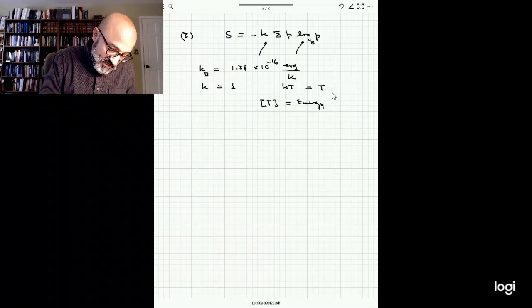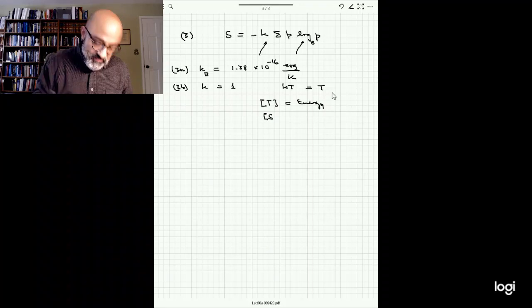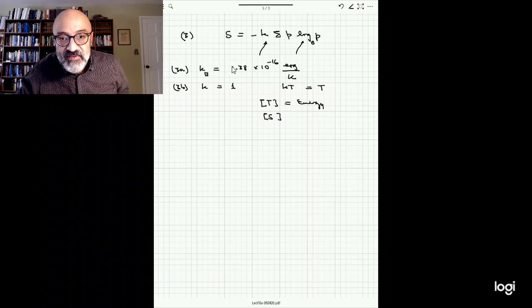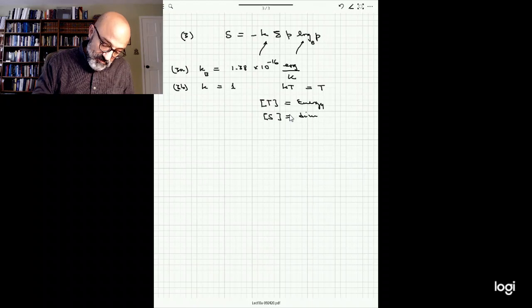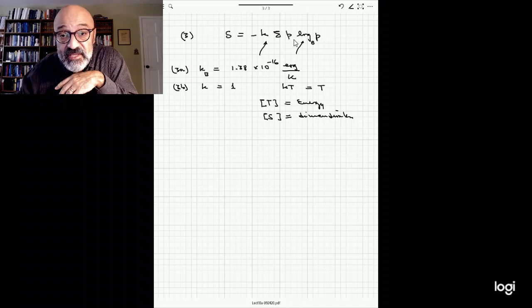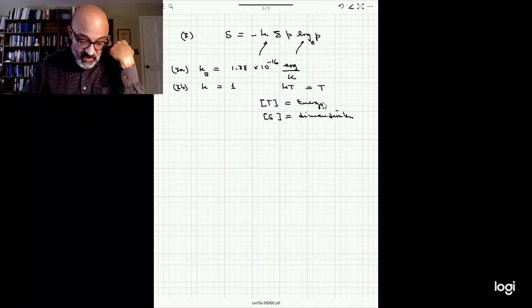So this is 3a, this is alternative 3b. With Boltzmann's constant, the units of entropy are energy divided by temperature; if you choose k equals 1, the units of entropy are just dimensionless. No units. And you can see it from here. P has no units, right? Log P has no units. So this is 1. Entropy has no units. I like that. That's the most elegant way to proceed.